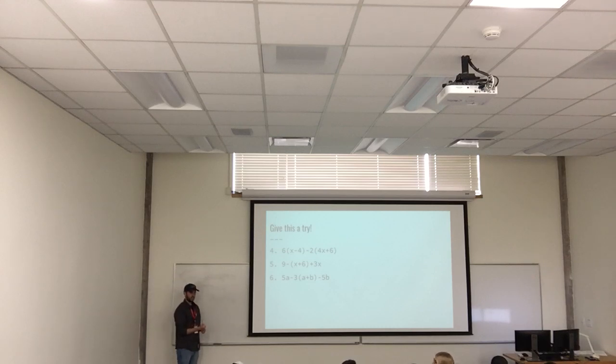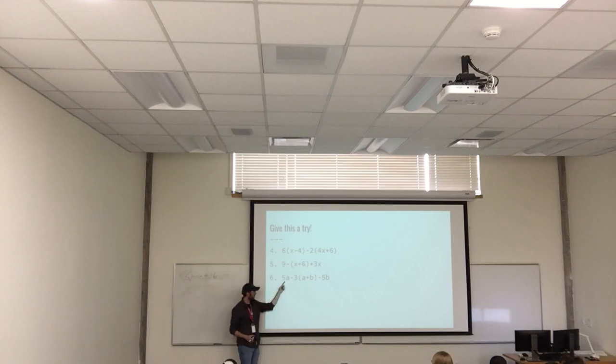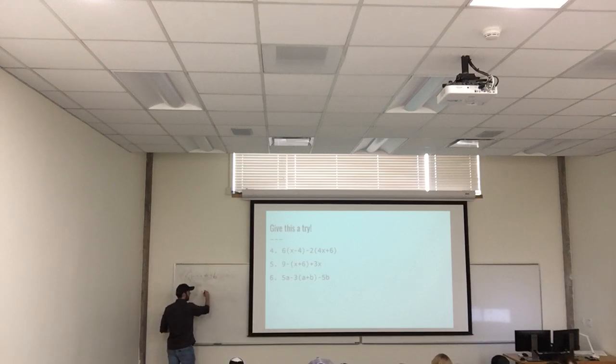I know number 6. It's negative 3a plus negative 3b. So negative 3a and negative 3b. But that works, so let's double check that. We have 5a and negative 3a, negative 3b, and the 5a and 5b.